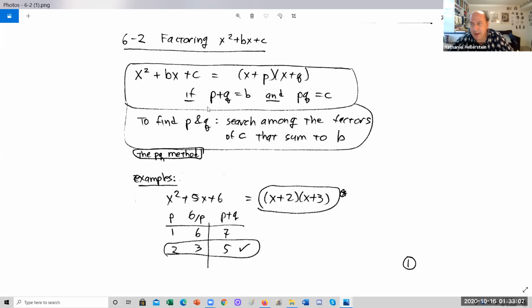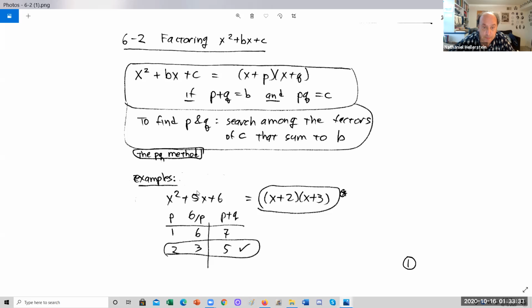Now, what I've often seen is people try to look and stare and immediately find the solution by inspiration. That puts too much strain on the brain. It doesn't always work. What you want to do is create a system which does the job. The system is you look at the factors of c, given that q has to be c divided by p, and see if those two factors sum to b.